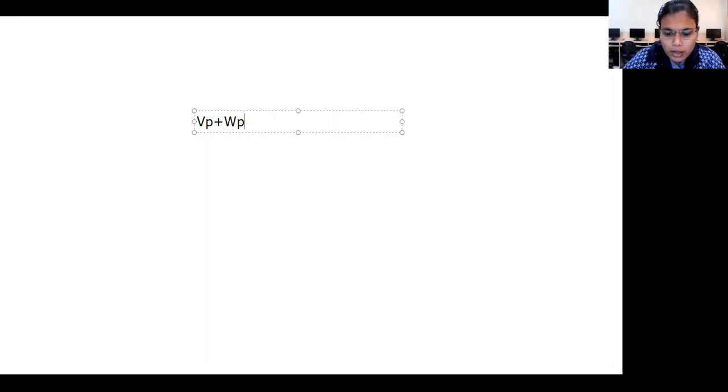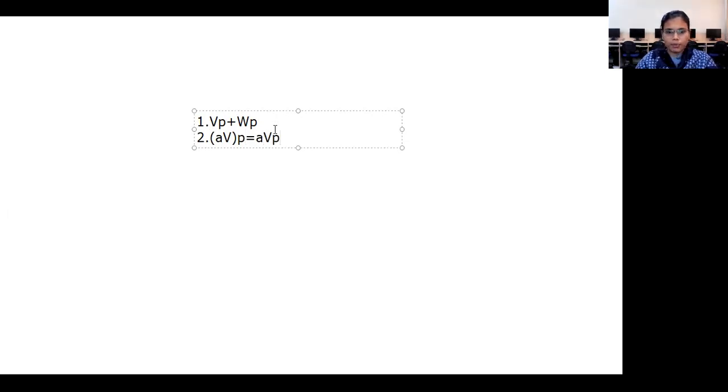This is what your vector addition is, and the second point is scalar multiplication. We must know what a scalar multiplication is. Suppose we have a scalar A. So suppose this is a scalar A. So how will we operate this scalar? Let me write down, this will be A times Vp.